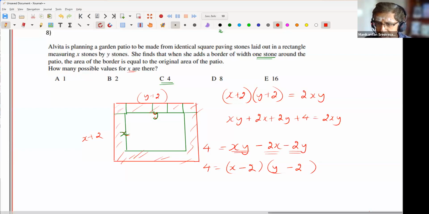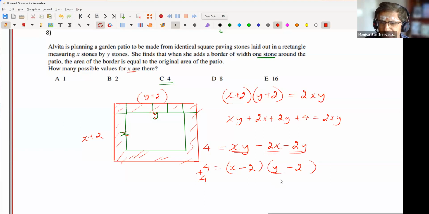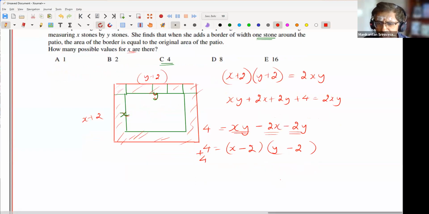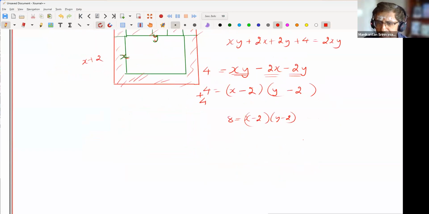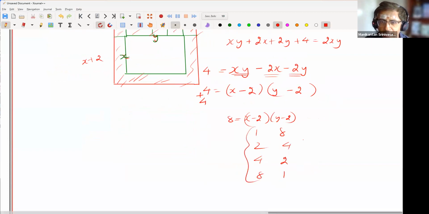Essentially I've added plus 4, which is not given to me. Therefore, I'll compensate by adding a plus 4 here. Which means (x minus 2) times (y minus 2) is 8. Now there are 4 possibilities. It can be a 1-8 combination, or 2-4, or 4-2, or 8-1. So there are 4, and it doesn't say x is the smaller one or y is the bigger one.